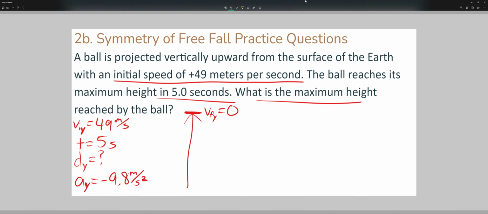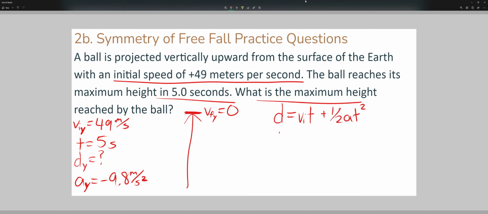Now we have 4 knowns here, which means we can use 2 formulas to solve for dy. It doesn't really matter which one to use, but we're going to make it easier for ourselves. We're going to use this formula, right? It's on your reference table. And the y I'm adding is just saying that this is your vector acting in the y direction. You guys are used to this formula from your kinematic formulas.